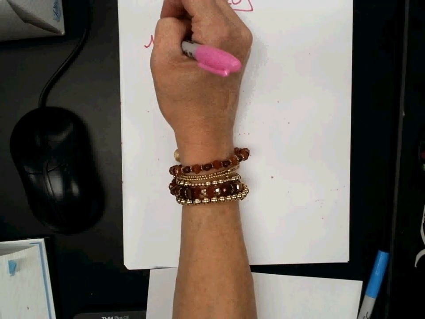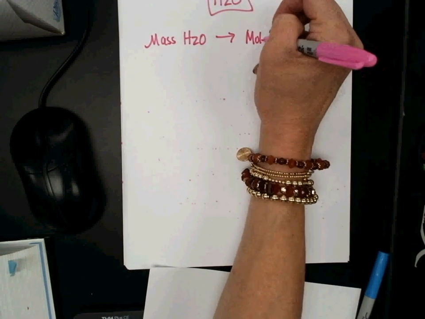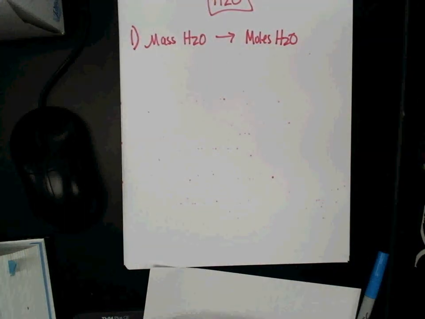Now we're going to use our water. So work with your carbon dioxide. Now we're going to work with our water. And we're going to go mass of H2O to moles of H2O. That would be step 1. Do that. When you have a number of moles of H2O, stand up. I'm going to run out of time. When you have a number of moles, stand up.